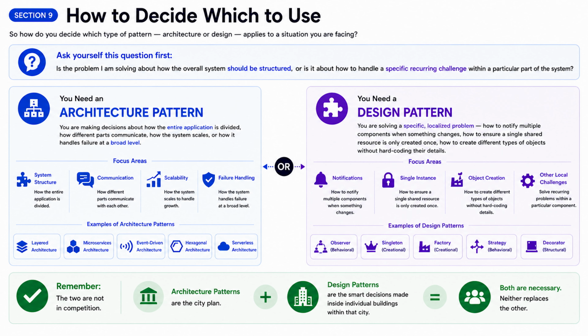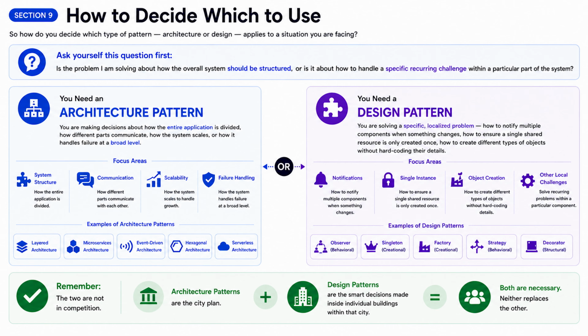So how do you know which one applies? Ask one simple question. Am I solving a whole system structure problem or a local recurring code problem? If you are deciding how the application is divided, how it scales, how services talk, or how failure is handled, you are in architecture territory. If you are solving how to notify multiple parts of a system, how to create objects cleanly, or how to share a single resource safely, you are in design pattern territory.